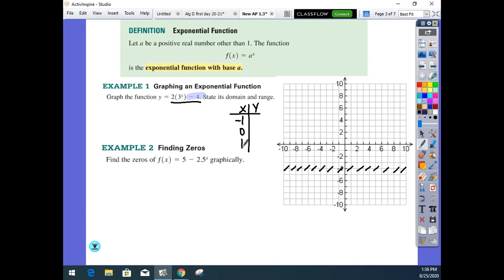-1, 0, and 1 for exponential functions. Let's look at the transition point. The transition point will always be what makes the exponent 0, which in this case is 0. So 2 times 3 to the 0 minus 4. Anything to the 0 power is 1, times 2 is 2, minus 4, -2.